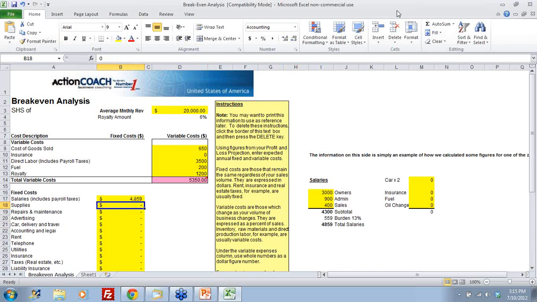So if you actually just go down here and just start putting whatever your fixed costs are, it will actually figure it out for you. So I'm just going to throw in some numbers here just real quickly. $300 for supplies, repairs and maintenance, $100. I'm just going to show you what this particular spreadsheet does so that you can actually find out where your break-even is every single day. So bear with me just for a minute.